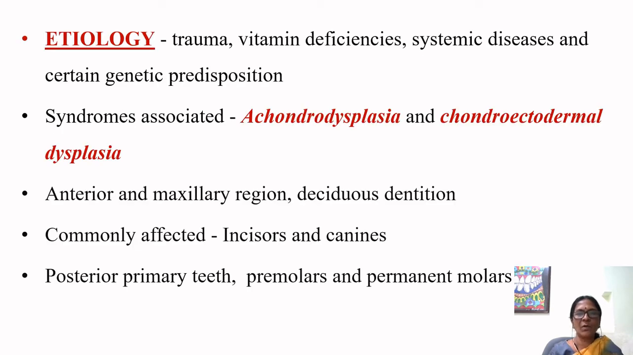Now etiology may be trauma, vitamin deficiencies, systemic diseases and certain genetic predisposition, and syndromes associated are achondrodysplasia and chondroectodermal dysplasia. Usually it is in the anterior maxillary region, and sometimes it has been reported in the deciduous dentition also. Commonly affected are the incisors and the canines. Posterior primary teeth may be involved, or the premolars and the permanent molars also may be involved.